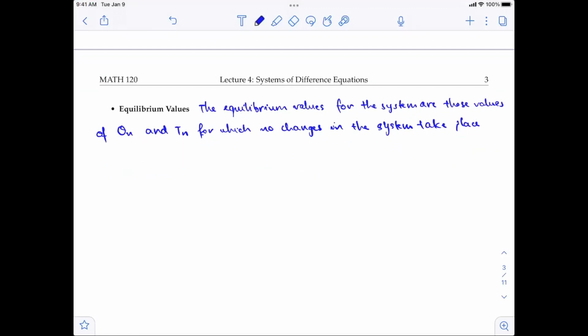Okay. So again, after you run this model for a long period of time, you reach equilibrium values, that is, O equal to O sub n plus 1 equal to O sub n, where O is the equilibrium value of the number of cars in the Orlando office, and T is equal to T sub n plus 1 equal to T sub n, where T is the equilibrium value of the number of cars in the Tampa office. And this gives you the equilibrium values.